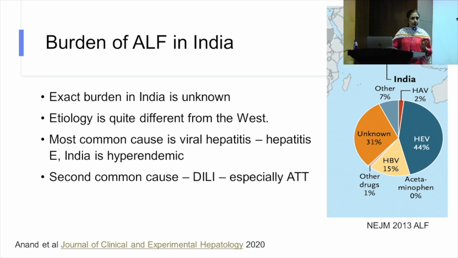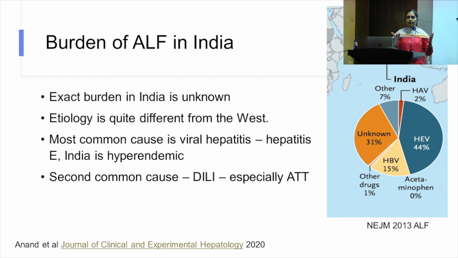And the second most common cause, you won't believe it, is drug-induced liver injury, especially our anti-tuberculous drugs, because tuberculosis is still rampant in India, and so liver injury due to ATD is the second most common cause, and definitely other drugs. What do you think the other drugs could be in India?